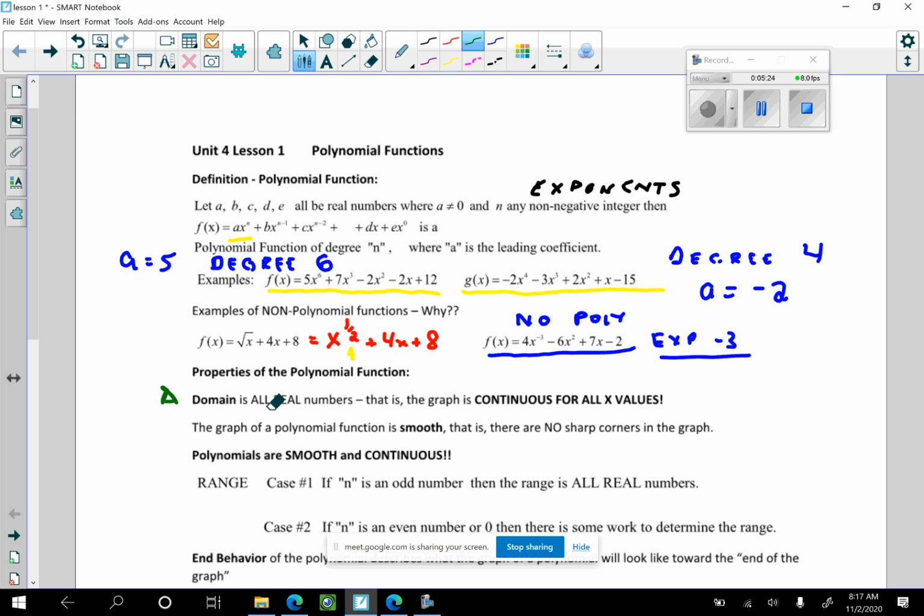And we talked about what discontinuity means at this level: you have to pick up your pencil when you sketch the graph. You can always sketch every polynomial in one swipe. You never have to lift up your pencil. So that is an important property of polynomials. The other important property is that the graph of a polynomial function is smooth. That is, there are no sharp corners in the graph. It's smooth.